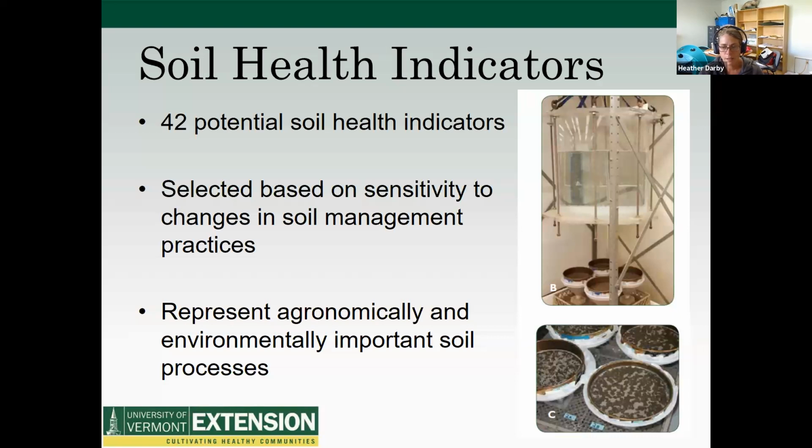So one of the things they were looking at is whether there are indicators that can show farmers changes in the short term and also the long term. So that is sensitivity to soil management practices. They also wanted indicators that represented both agronomically and environmentally important soil processes. So this isn't just focused on agronomics for the farm, but also on indicators that have environmental relevancy and importance.